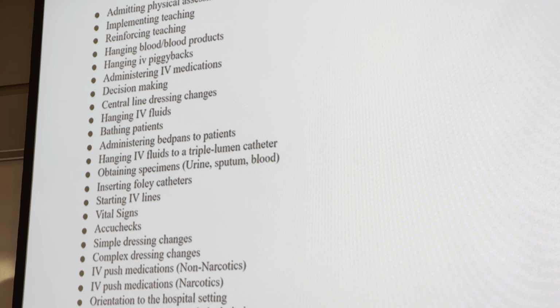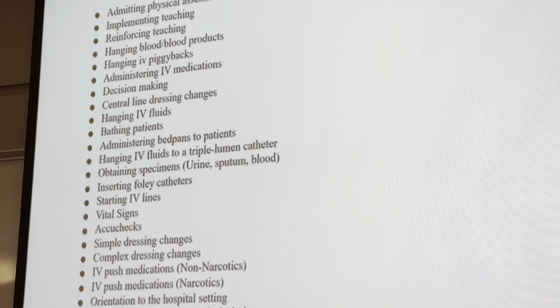Orientation to the hospital setting: RN, good. But we can also do LPN. Can they orient them to the room? Yeah. What about the CNA? Here's your call light, this is how you get the on button. We'd probably need a little more information if we truly need to answer this question.